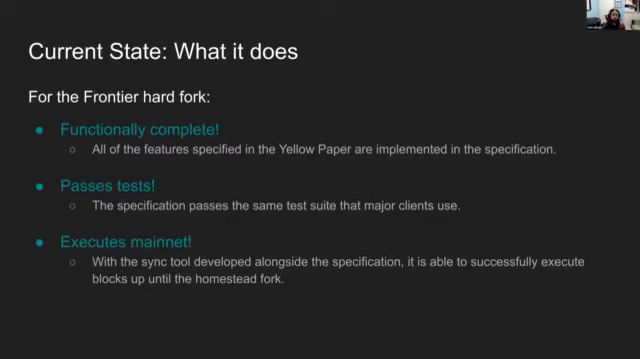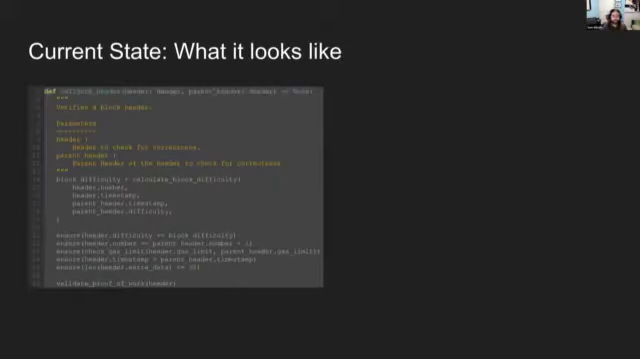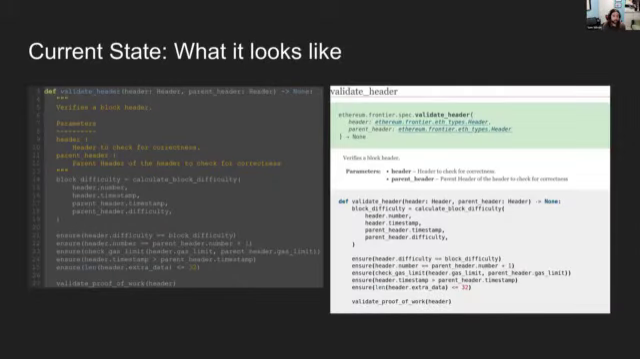We're functionally complete for the Frontier hard fork. As far as I'm aware, all of the features specified in the yellow paper are implemented in our specification. We can pass all of the tests that other clients pass for Frontier, and we can execute mainnet up until block 1.2 million or so, which is where Homestead comes in. We actually have a little sync tool that we develop alongside the specification, and that tool can execute all the way up to the Homestead fork.